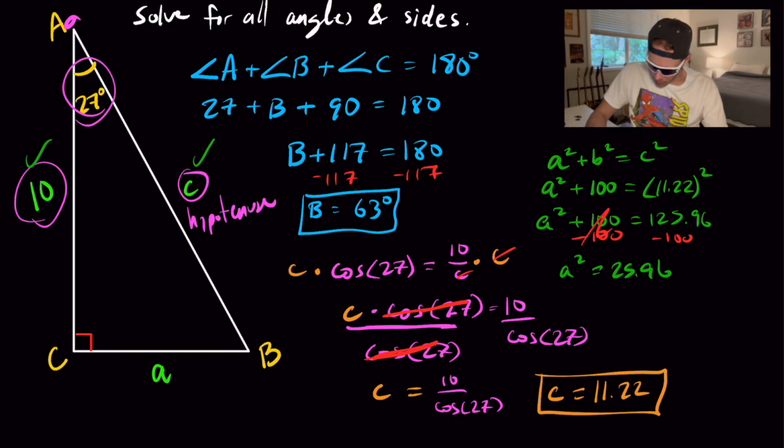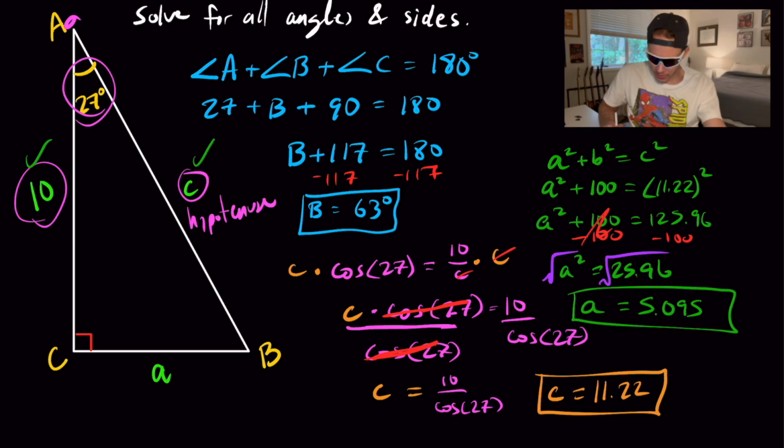So what do we do? Well, we want to take the square root of both sides, and we will get A is equal to the square root of 25.96. It's going to be a little bit more than 5. 5.095 is our answer. So we have solved for every angle and every single side here using a combination of SOH CAH TOA and Pythagorean theorem.